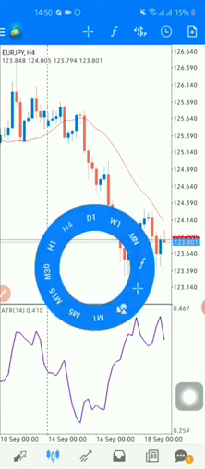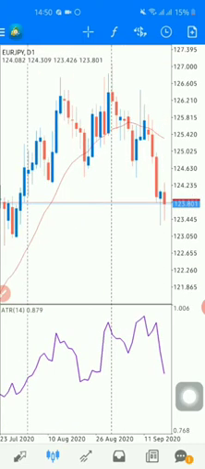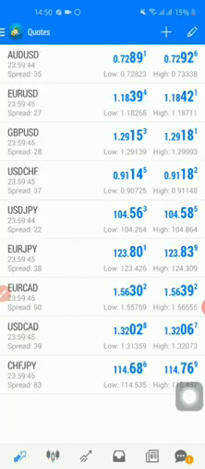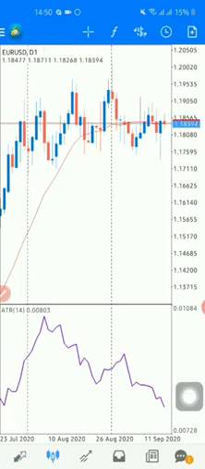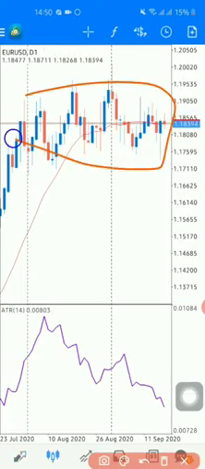Look at the charts. Look at the daily chart also. They are virtually the same. Okay, look at the Euro USD daily charts. It has been ranging all over, and it ended with a bearish candle.